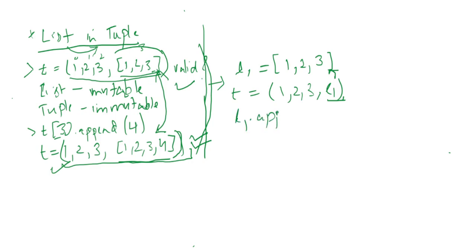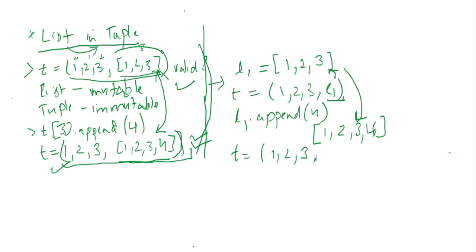L1 dot append 4. So the list will become 1, 2, 3, 4, right? As it has changed from 1, 2, 3 to 1, 2, 3, 4, like we have seen over here, right? Now, if you see what is a tuple, it is 1, 2, 3, L1, right? Because this is L1 which has changed. Okay. So from here, you might be getting a guess how the tuple is the same. Let's understand it a bit further.